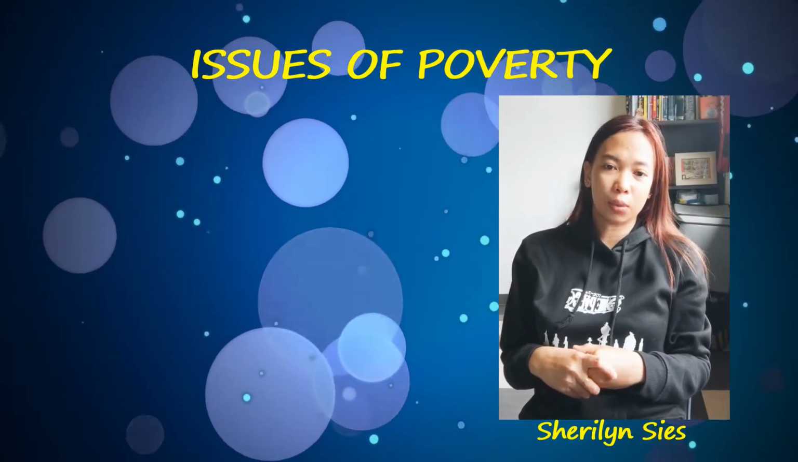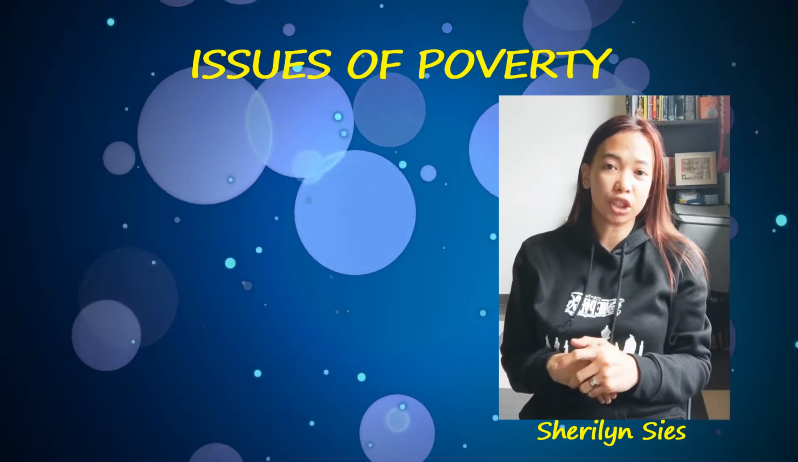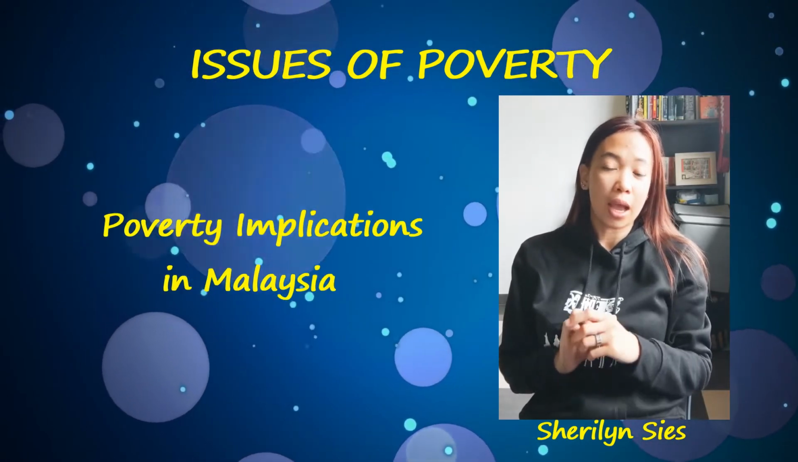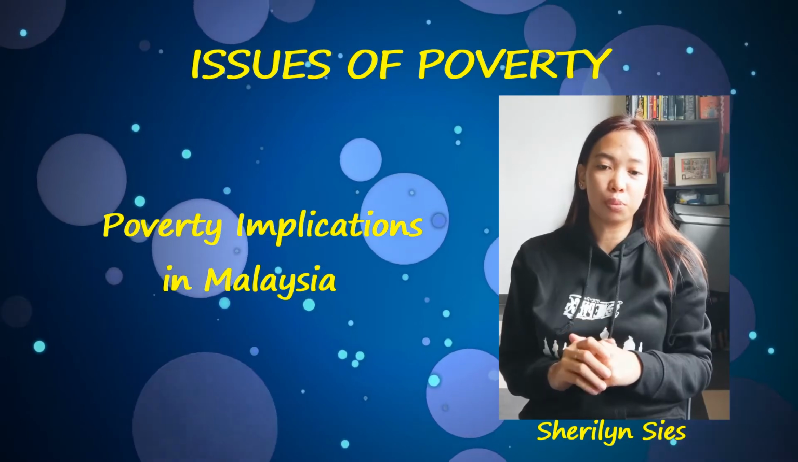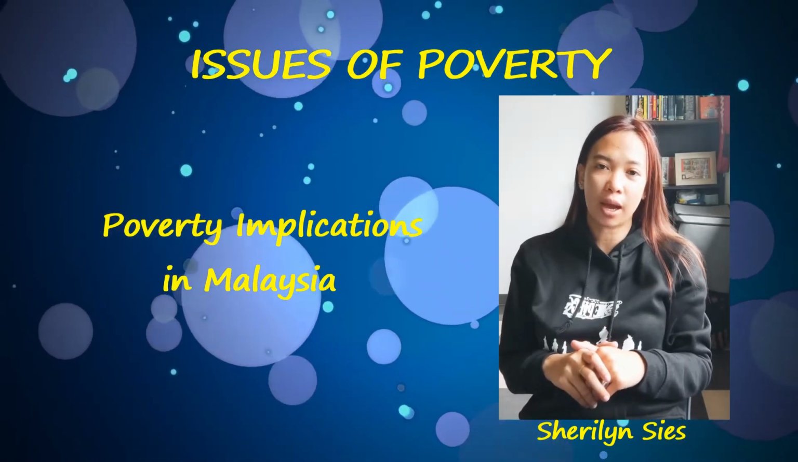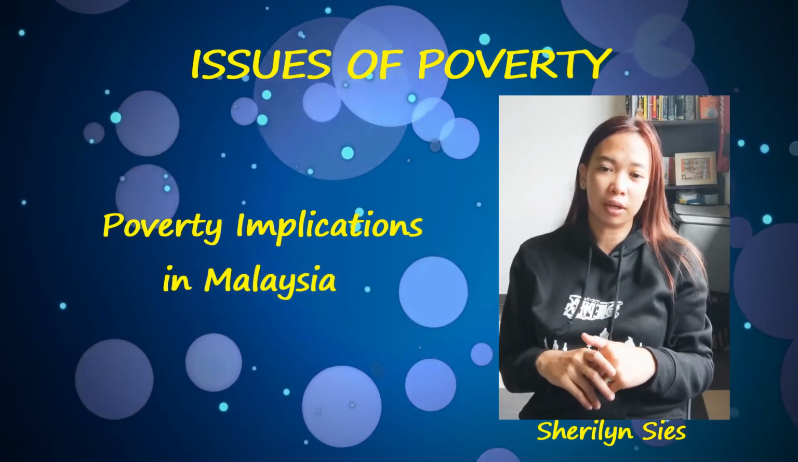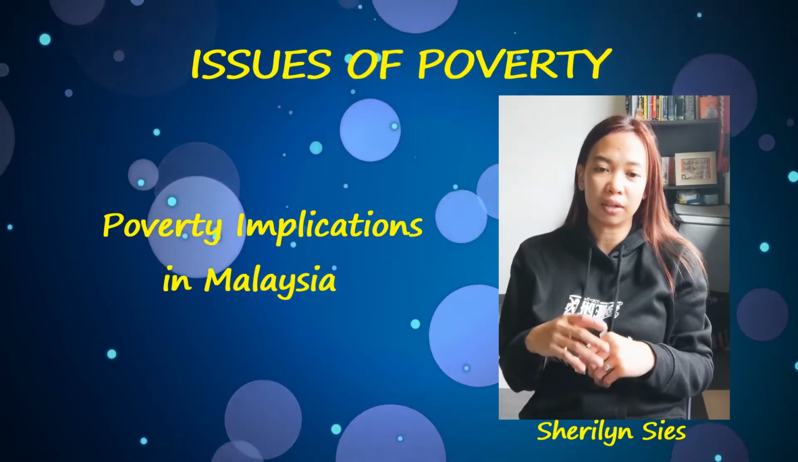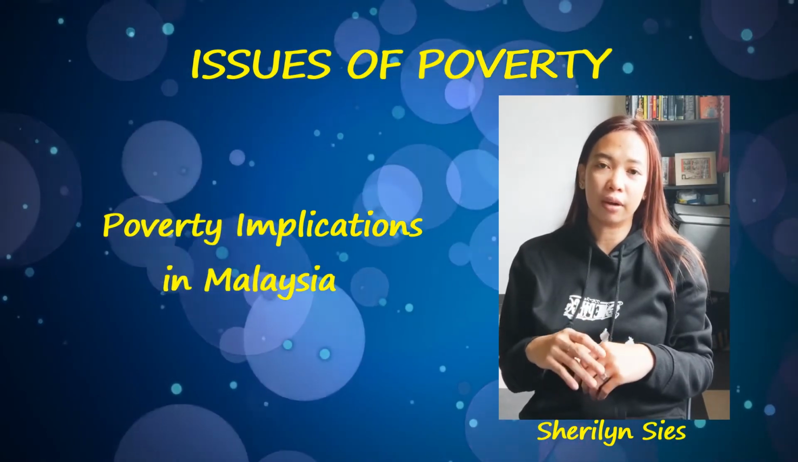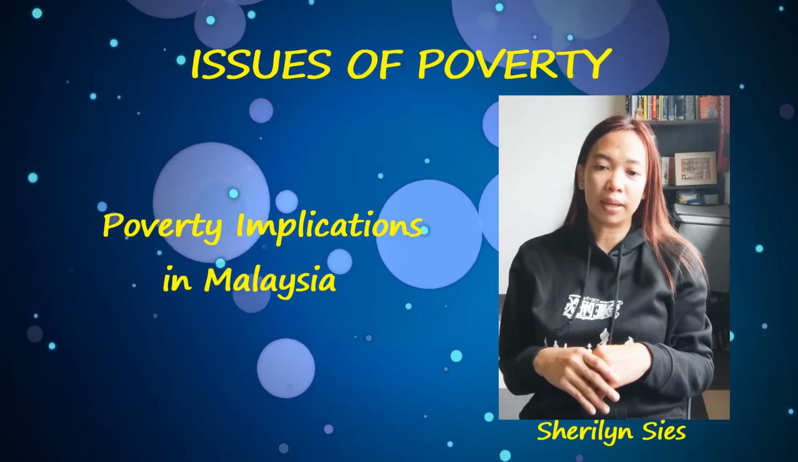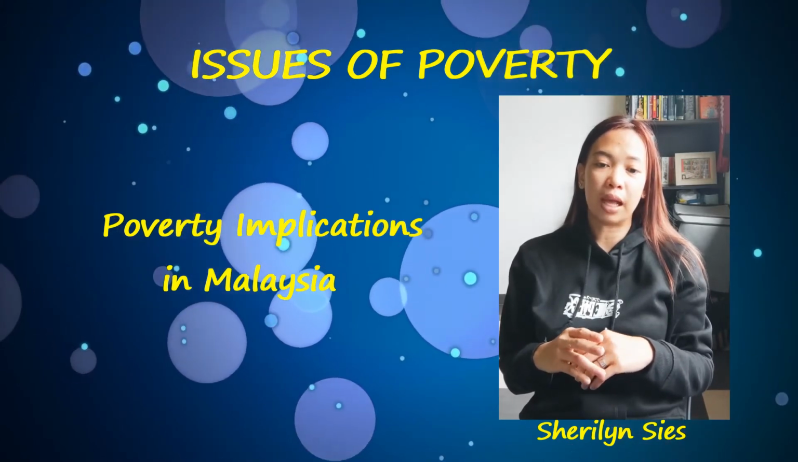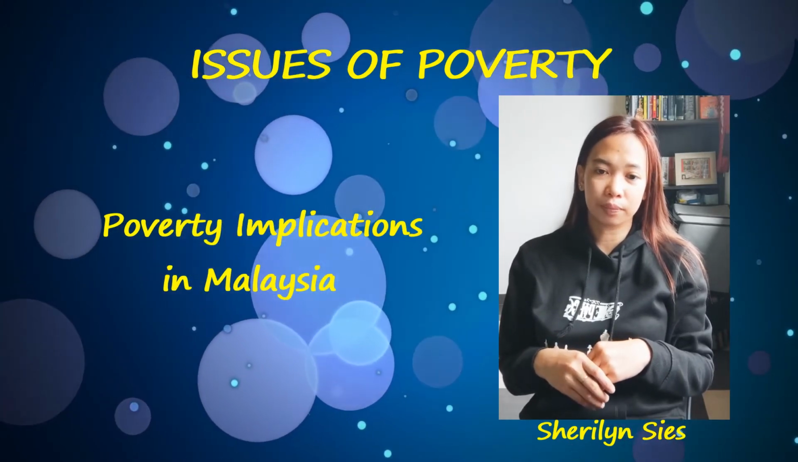Okay, and this one is about the poverty implication in Malaysia. As we know, many of these poor and low-income people, who are in the B40 category, are involved in economic activities that are heavily reliant on environmental circumstances, with climate being a major driver.